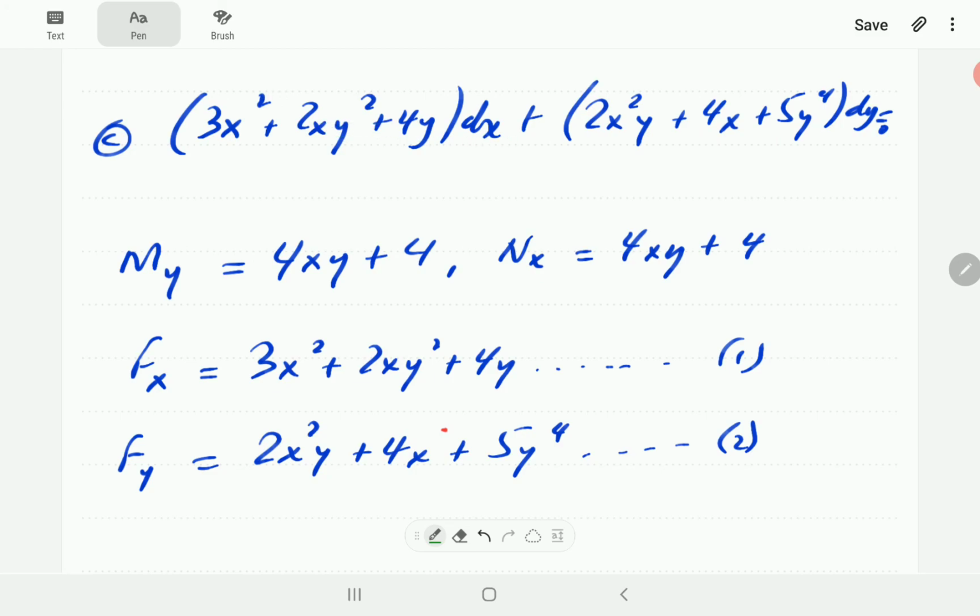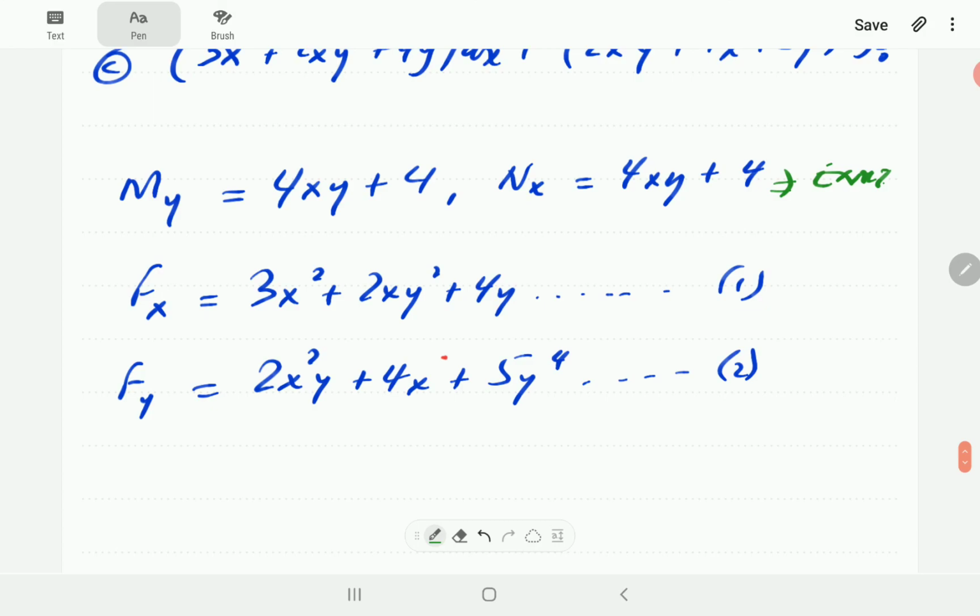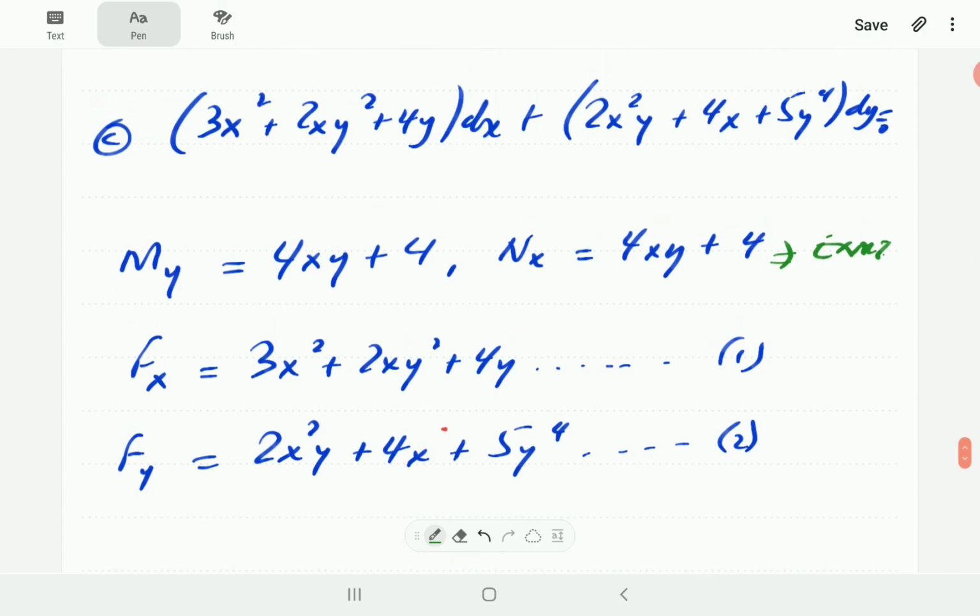So the next thing we do is try to see whether it's exact. If we differentiate this with respect to y, we get 4xy plus 4. Differentiate this one with respect to x, we get 4xy plus 4. So it definitely is exact. So that means there is some function f which is such that this thing is a total differential of. The derivative of f with respect to x will be given by M, the derivative of f with respect to y given by N.